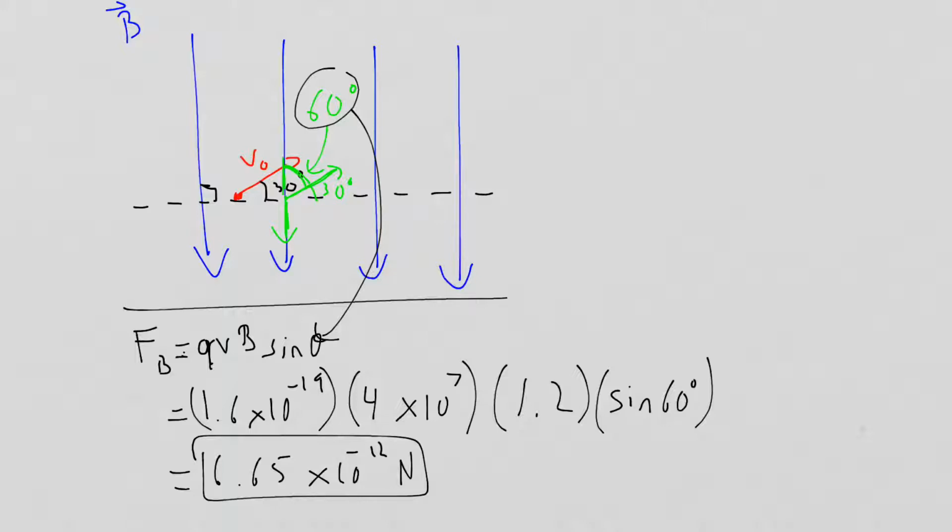Part C, how much work will the magnetic field do? Well, work is, in general, F D cosine theta. So the force, since we care about the magnetic force, this is the magnetic force, F_B. D is the little bit of distance that it travels.